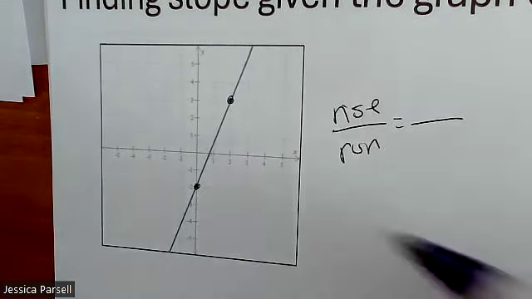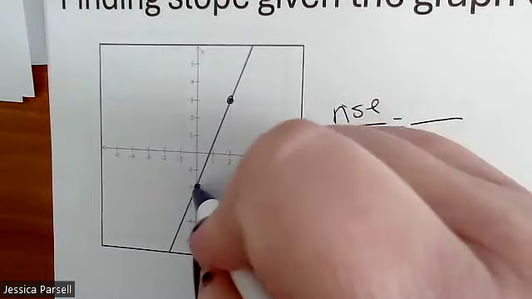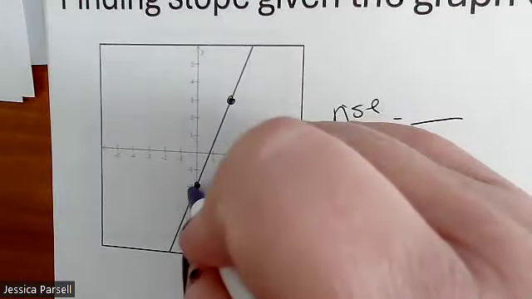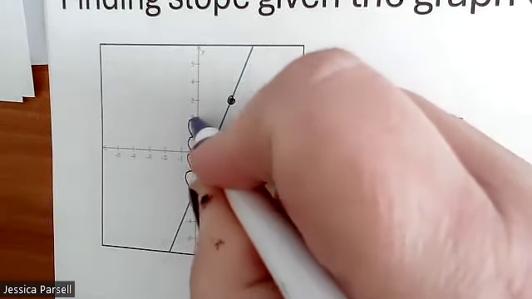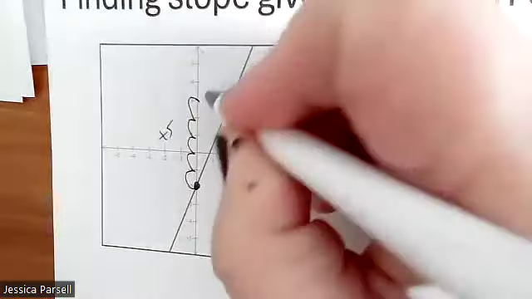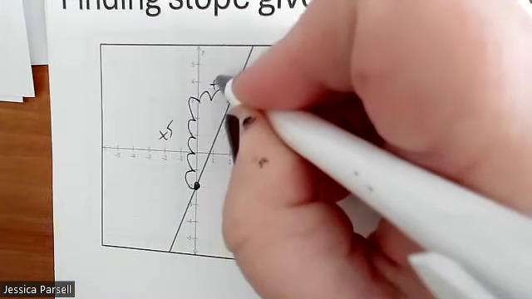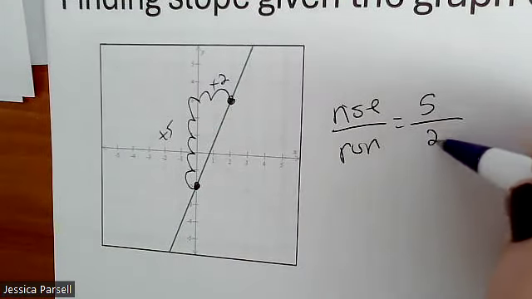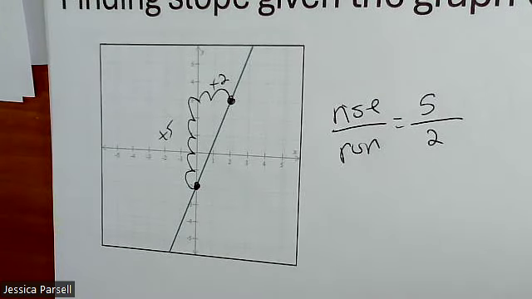Okay, if you're back, I started here, and I know I start here, I need to get to work here. So I'm going to drive 1, 2, 3, 4, up 5, and I'm going to jump over positive 2. So hopefully you found your slope is 5 over 2.